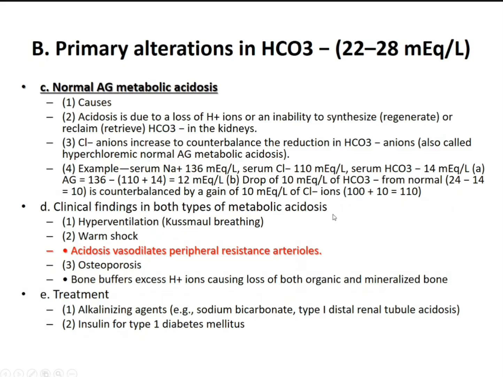Clinical findings in both types of metabolic acidosis: there is hyperventilation as a compensation.